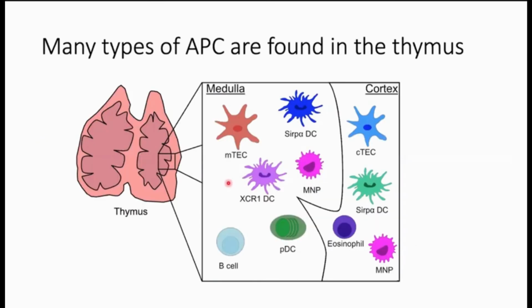Now, there are many types of antigen-presenting cells within the thymus. They are separated anatomically, and you can see that there are some redundancies here. So you have the cTECs and mTECs, which I've already talked about, but you have dendritic cells that are defined by the SIRP alpha receptor. These are both found in the cortex and the medulla, but you can have some unique dendritic cell populations as well. There's eosinophils, mononuclear phagocytic cells, plasmacytoid DCs, and B cells, which reside predominantly in the medullary region.